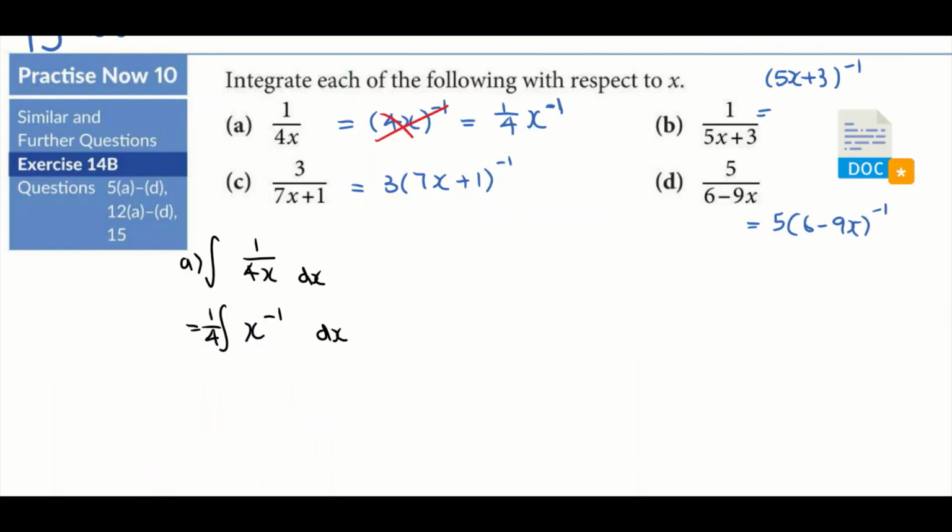Let's look at question A. In question A, the power -1 belongs to x only. Make that correction, please. So my first step is ln the term, which means I will ln my term x. Step 2, I will divide by the coefficient, but the coefficient of x is 1, so I divide by 1. It's like nothing, so it means that it's done. All I have left is plus c.